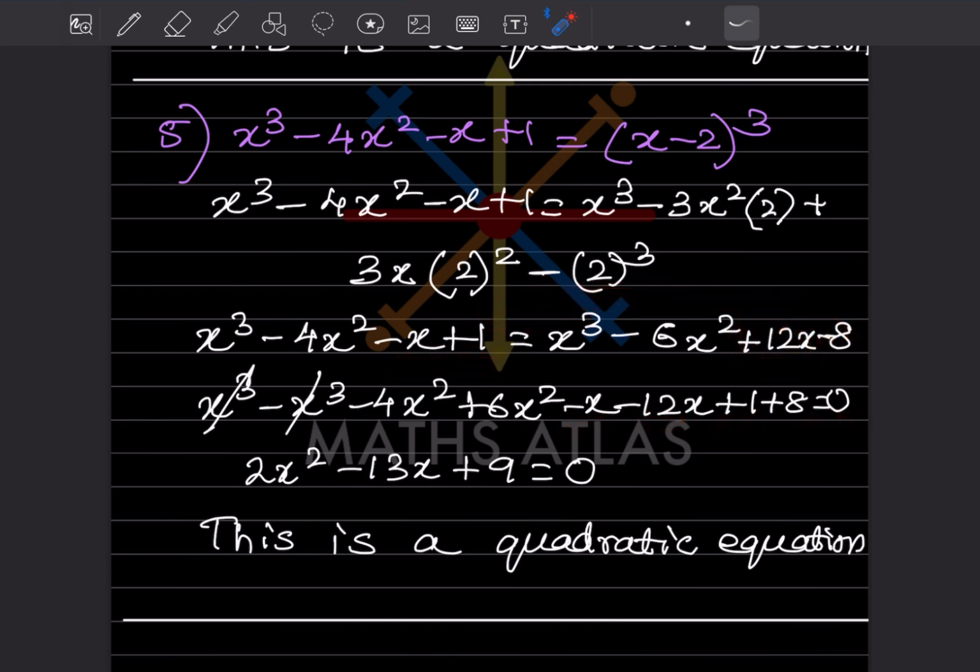So now what you can do, this is actually plus, so plus this one and this will get cancelled out. So now here minus 4 plus 6, that is going to be 2x square. This will be minus x minus 12 means minus 13, this will be 1, so minus 13x, and this is going to be plus 9 is equal to 0. So here the highest power is 2, so this is a quadratic equation.